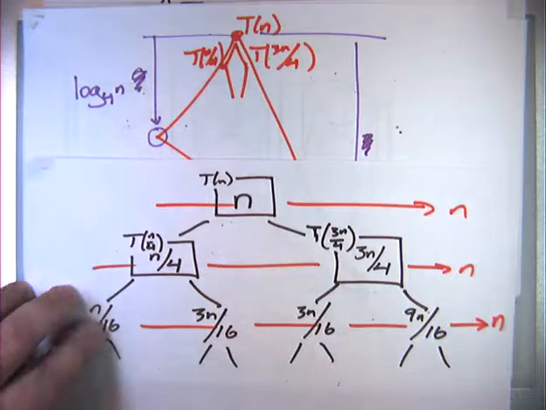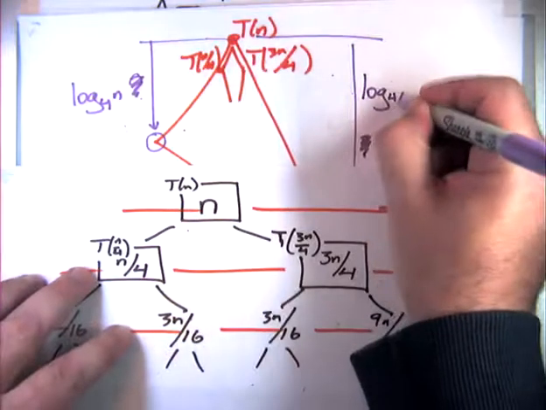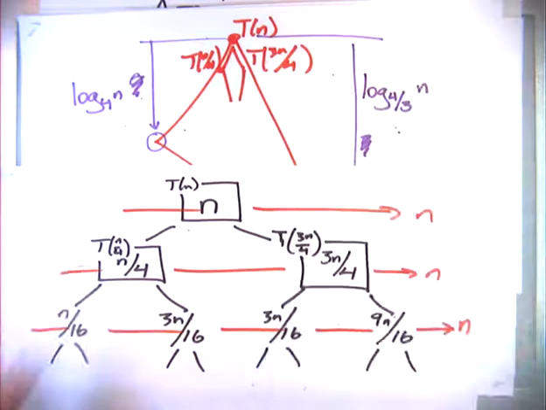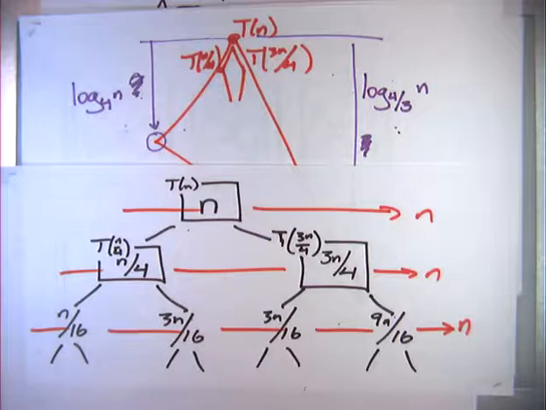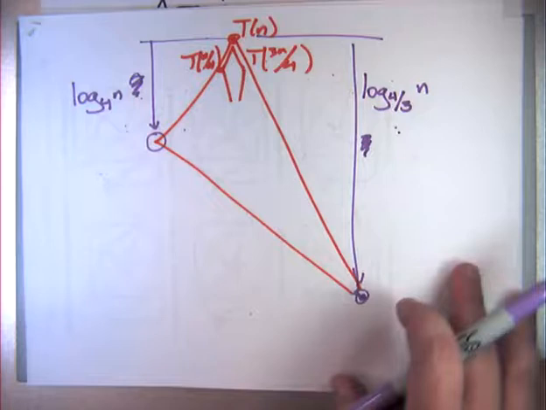Sorry? Close. You take the log base. The base of the log is the number you're dividing by at every step. So on the left, you're dividing by 4. On the right, you're dividing by 4/3. Okay. So what does this mean?